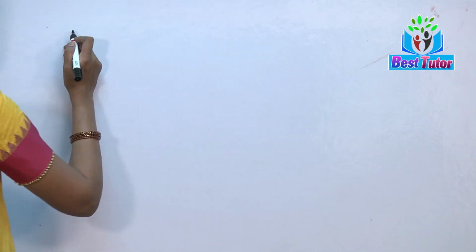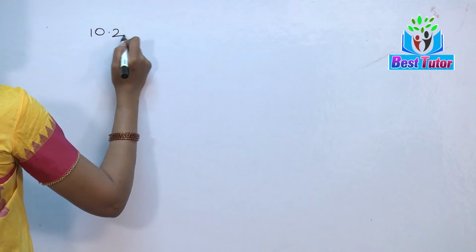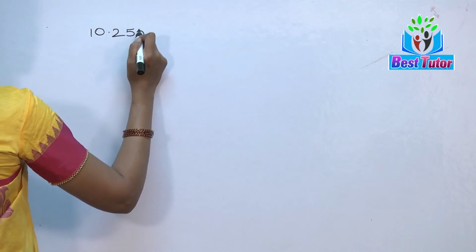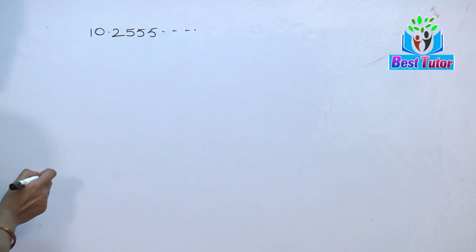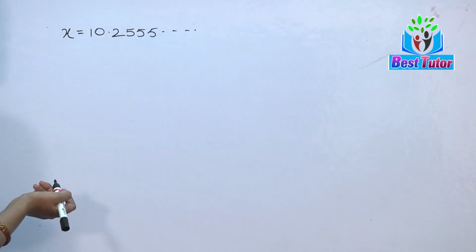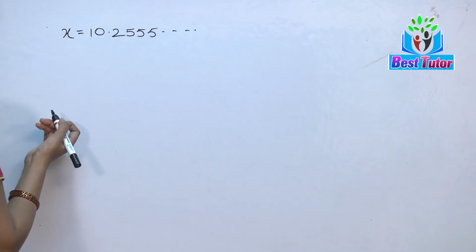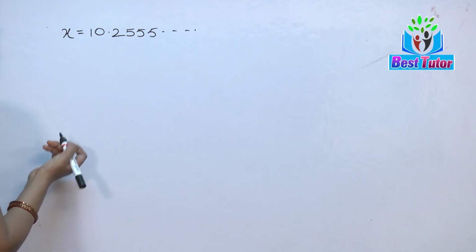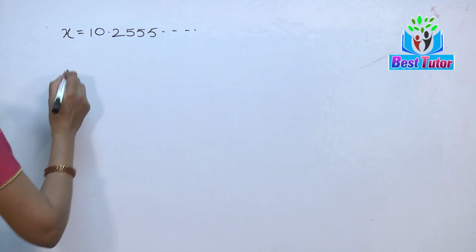Let us consider 10.2555 and so on. So this is the given mixed recurring decimal. We have to prove that this is going to be a rational number. Let us consider x is equal to 10.255 and so on. As we know, mathematics becomes very simple when we convert a complex question into a simple question. This is a mixed recurring decimal.